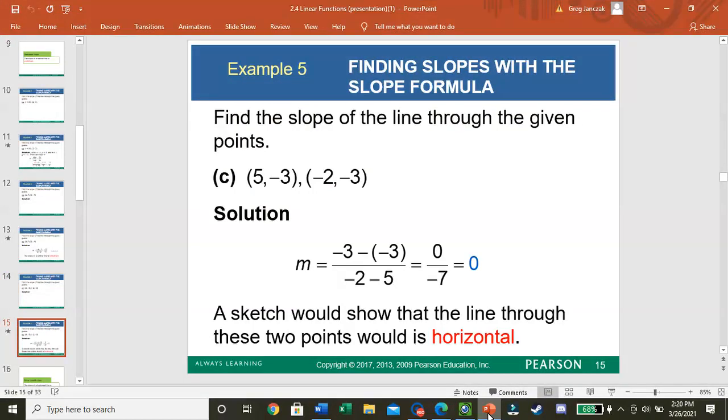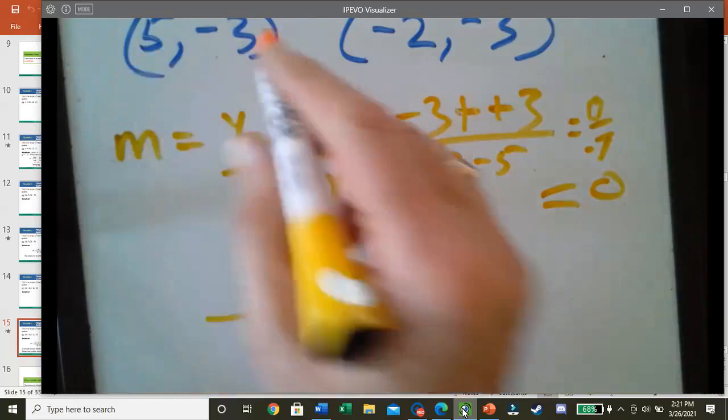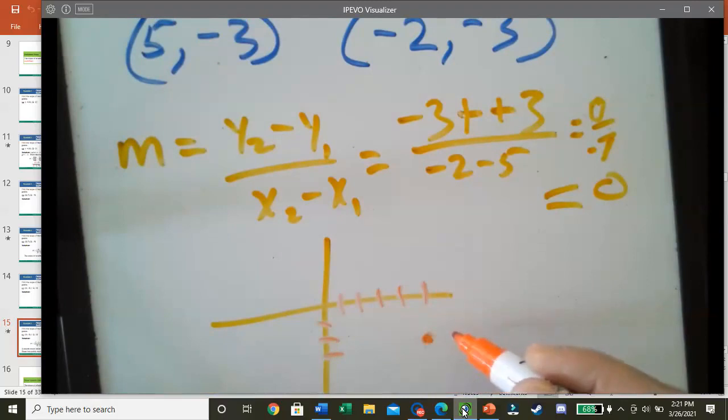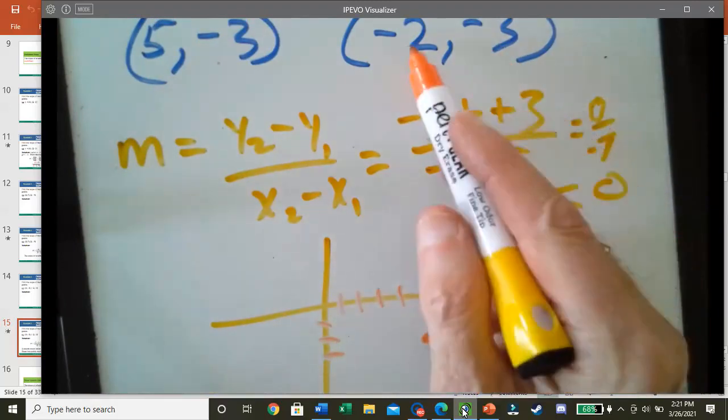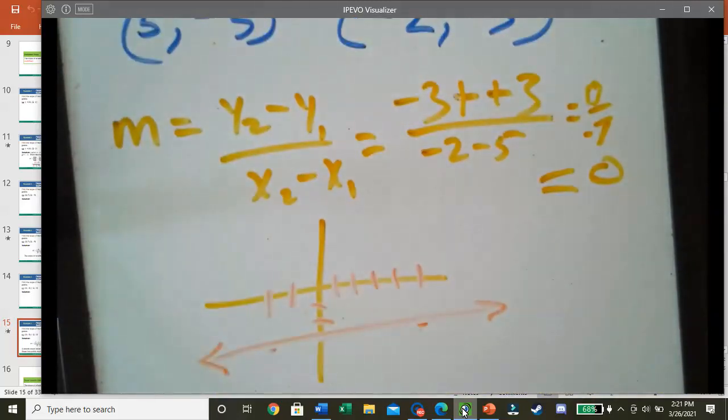All right? So we get a horizontal line here. If we were to draw this on a graph, we've got 5, 1, 2, 3, 4, 5, negative 3, 1, 2, 3. Here's 5, negative 3. And here's negative 2, negative 3. See, it's a horizontal line. Okay? And so that slope is 0.